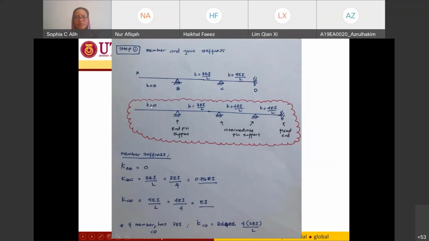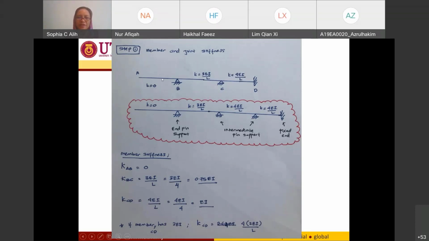So this one, you have to actually calculate the K. If you see in your mechanics of materials, you learn about calculating K, the stiffness of the element. So in here, you're going to use the same concept in order to calculate your member and joint stiffness as the first step.